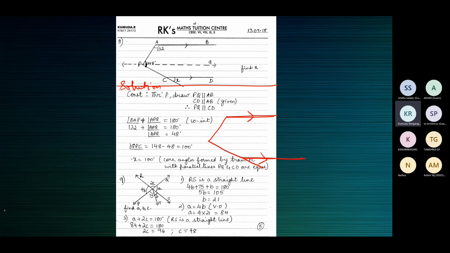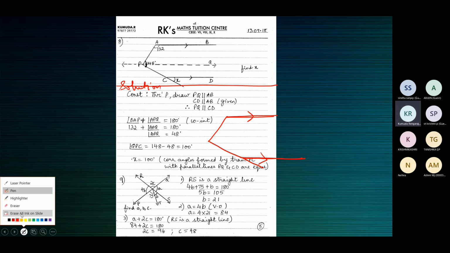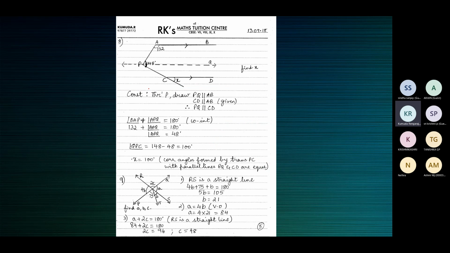And what is that construction? Construction is you need to draw something else by yourself. Through this point P, draw this line, and you call it PQ. Through P, draw PQ parallel to AB. You can even say parallel to CD. I'll explain this first and I'll tell you what else you can write.